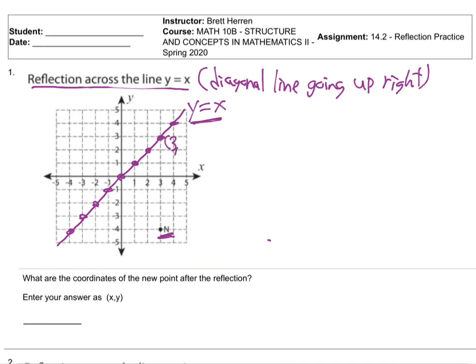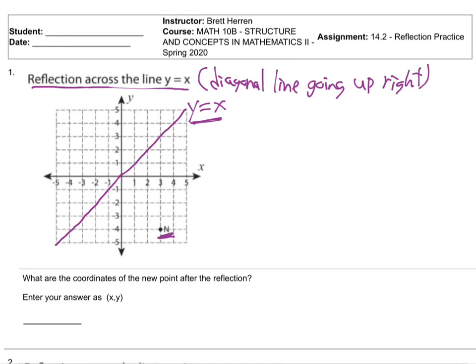All these points like 3, 3, 2, 2, 1, 1, 0, 0, -1, -1, etc. The x and y values are all equal. So that's the line y equals x. So when they say the line y equals x, you know what it is. It's that diagonal line. All the points on that line, their y value and their x value are equal.